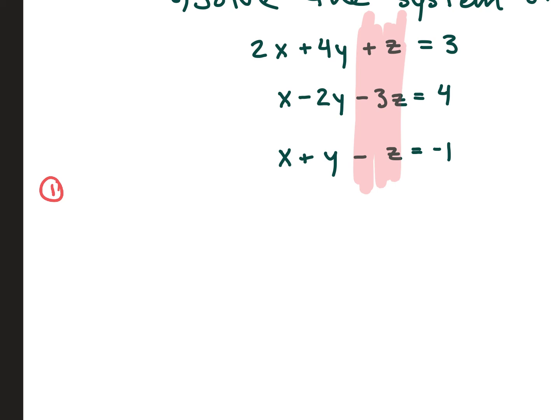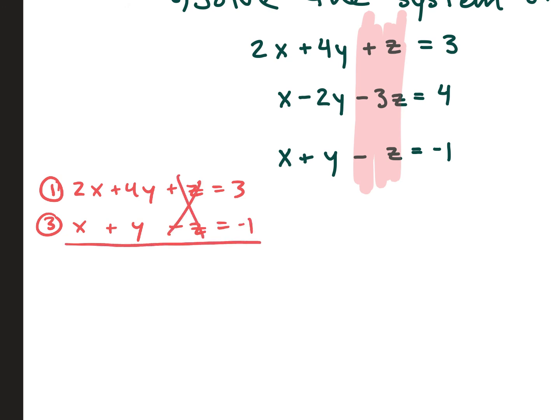The top and left, so 1 and 3. Equation 1 is 2x plus 4y plus z is equal to 3. The last one is x plus y minus z is equal to -1. So the z's cancel already, don't need to multiply by anything. So 3x plus 5y is equal to 2.